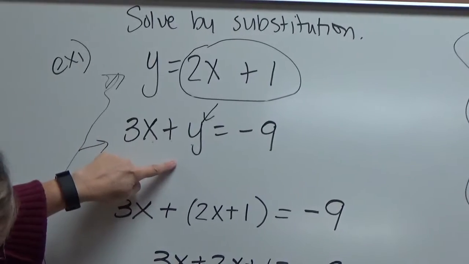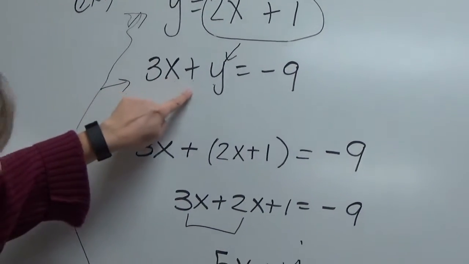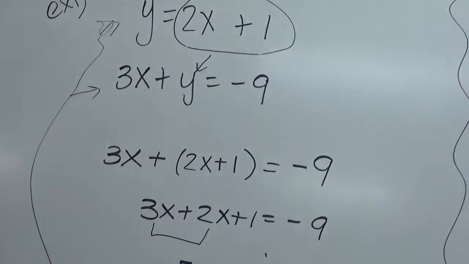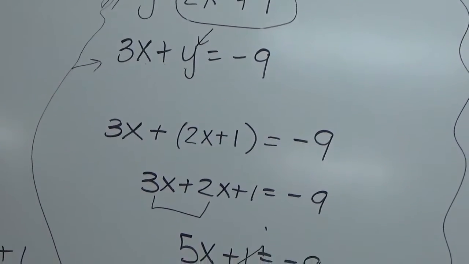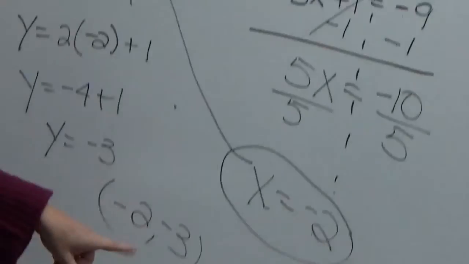Now let's plug it in here. -2 for x is -6 plus -3. -6 plus -3 is -9. Notice that they both work. If I graphed them, you would see the point that they crossed would be -2, -3.